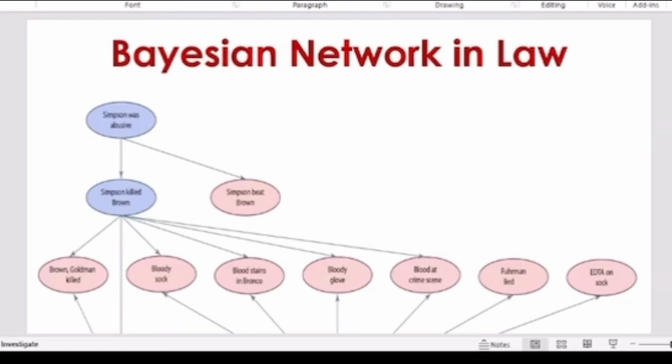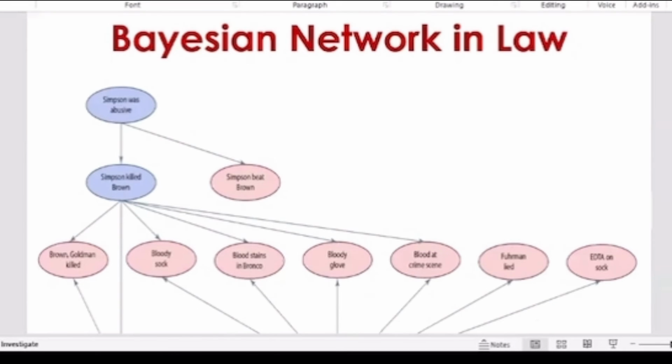At the end of the day, he was discharged and acquitted despite overwhelming evidence. The defense attorney actually changed the trajectory of the case to something else. He ignored the fact that somebody was murdered and focused on the aggressive behavior of the LAPD, Los Angeles Police Department, toward a particular race. And at the end of the day, this brings us to the idea of probabilistic graphical models.